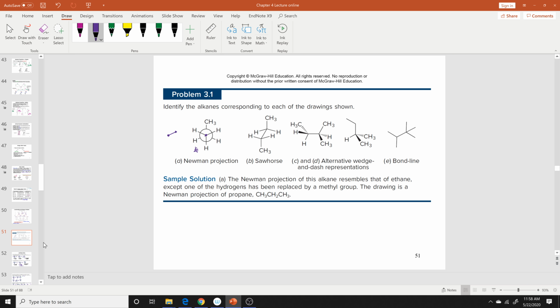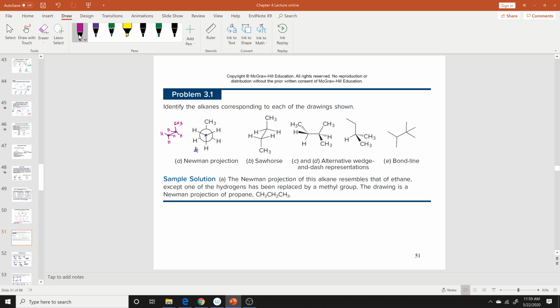I know that the front carbon is connected to the carbon at the back that I cannot see. This is represented by a circle. So every Newman projection has two carbons; draw these two carbons, and then draw the substituents around each of them. This carbon has 3 hydrogens around it, so I'm going to draw the 3 hydrogens. And then the carbon at the back has a CH3, so I'm having a CH3 over here, and then a hydrogen here and a hydrogen there.